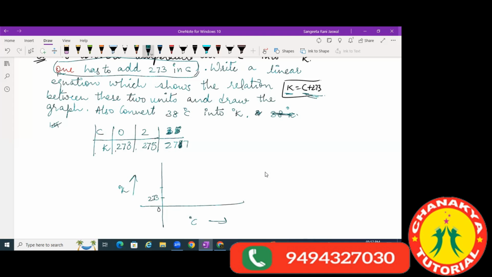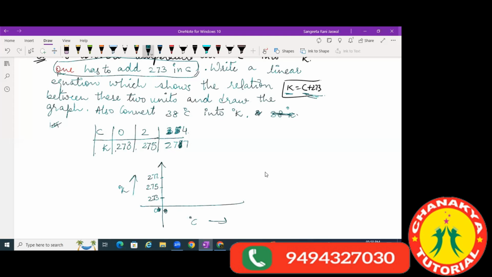So 277 will come when this is 4. Let's take it 4 so that our plotting will be easier here. This cannot be 0 here. This will be 0 here. Okay, 273, 275, 277. This is the temperature scale data. It starts from 273 only.